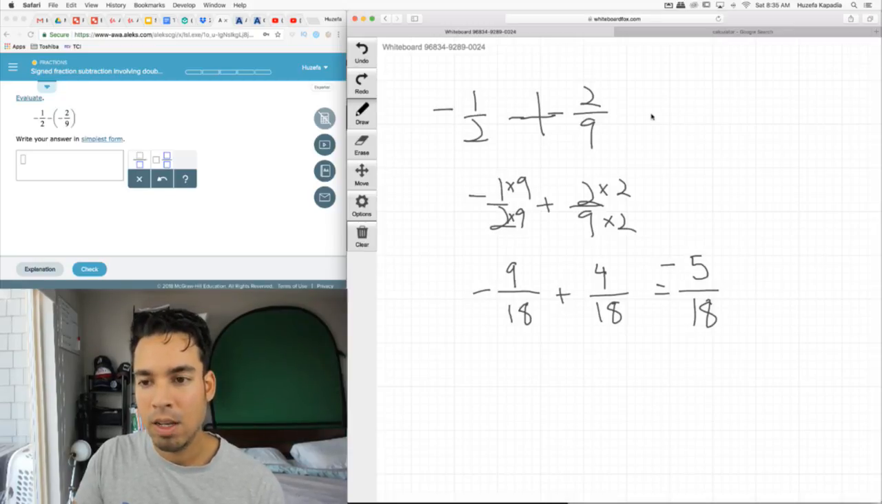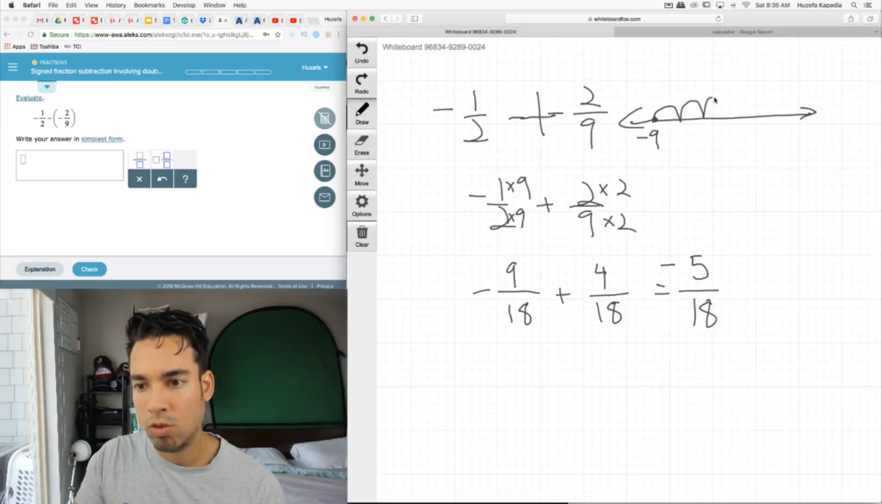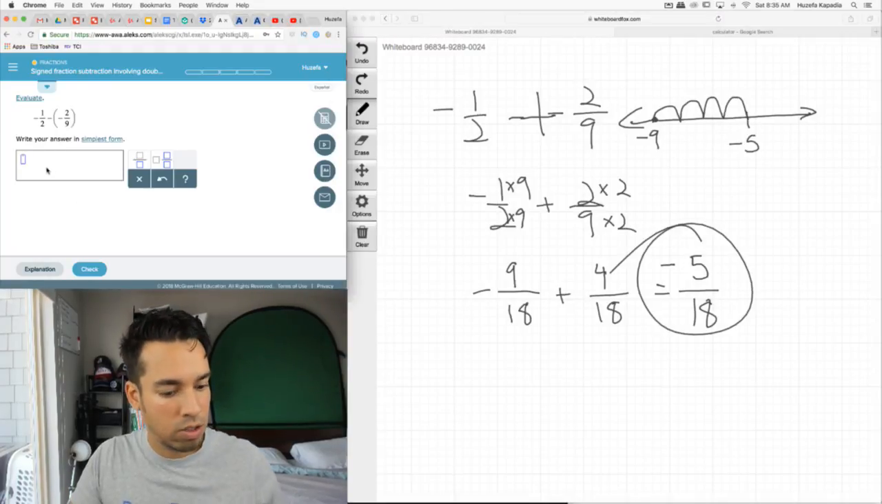The other way to think about it is we're at negative 9 on the number line, and we're going 4 to the right because it's a positive 4. 1, 2, 3, 4. And we're at negative 5. So that's your final answer.